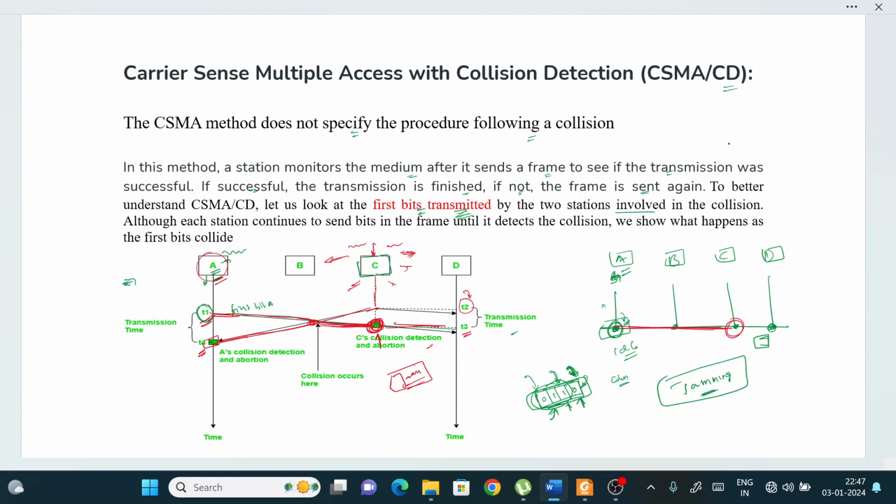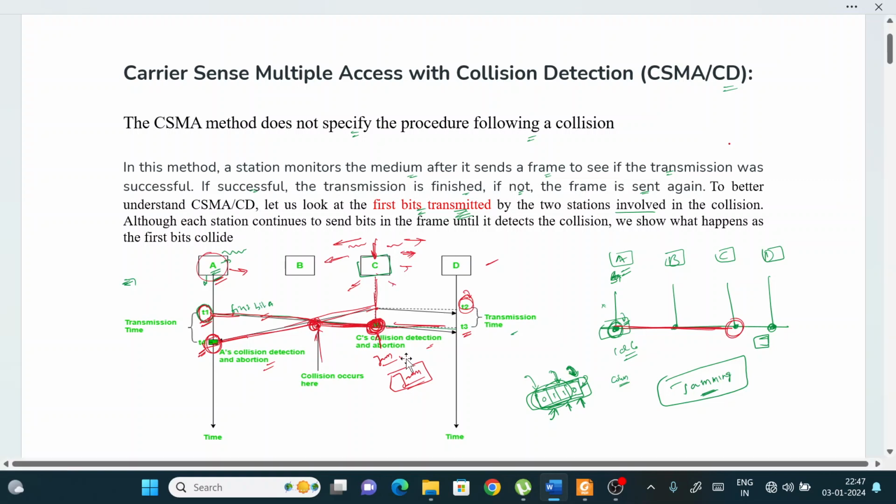The first point to remember is that at time period T1, A is sending its first bit of data towards D. Next, at time period T2, C is sending the data towards the left direction as well as the right direction. When these two data are going, C will detect the collision here, so it will activate the jamming operation. At the same time, when C's bit comes to A, A will detect the collision, and the operation will be aborted. So when they overlap, the collision occurs. This thing you need to explain from the exam point of view.